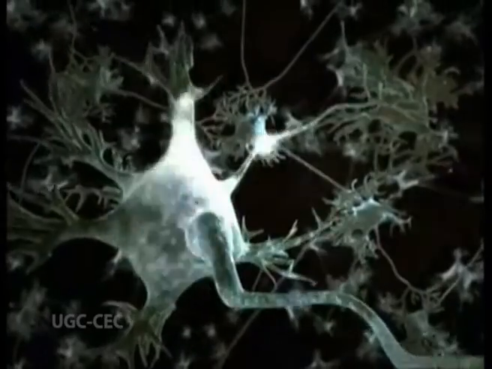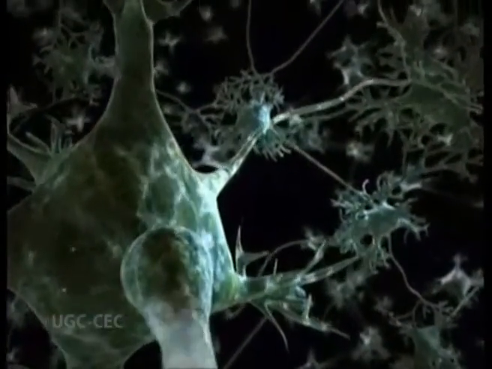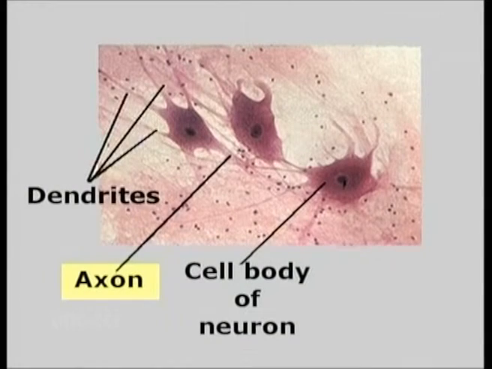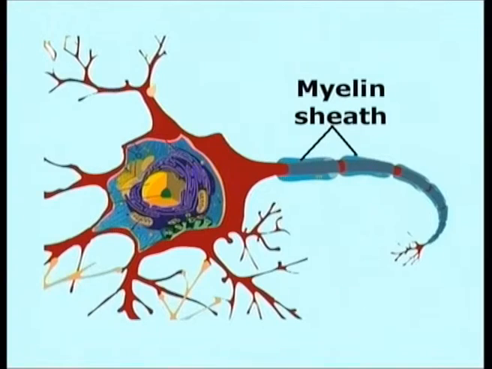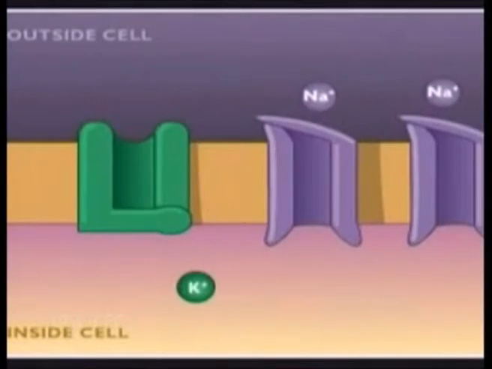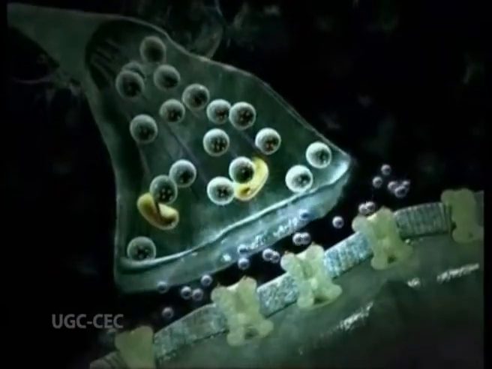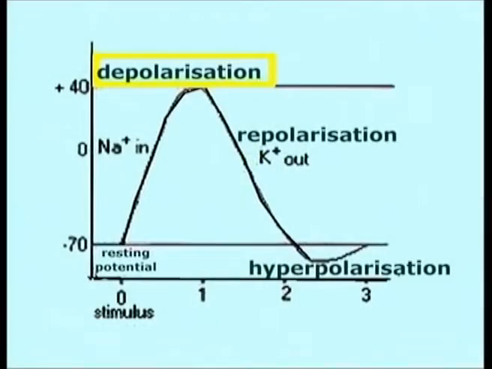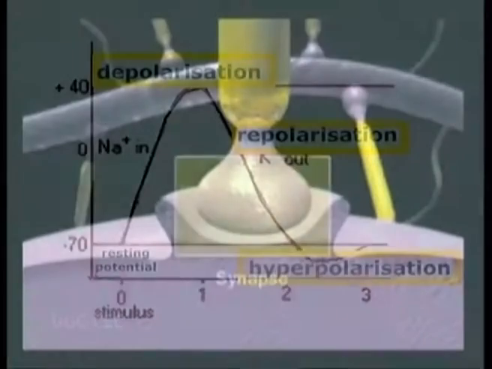In part 1, we have already talked about the neurons, their functions, structures like axon, dendrites and cell body, myelin sheath, about membrane potentials, the sodium potassium pump, the nerve impulse, and also about depolarization, repolarization and hyperpolarization.